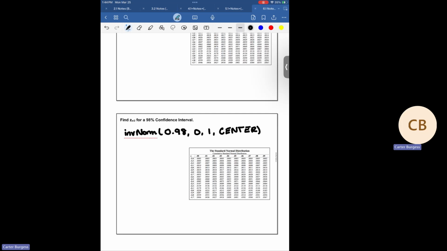All right. What do we get for our interval here? Negative 2.33, and the positive version as well, positive 2.33. They're nice and symmetric. They're always nice and symmetric. And that's it.